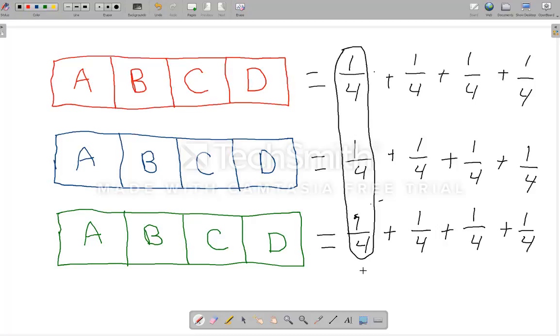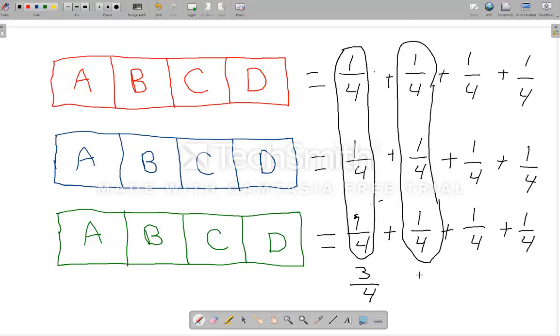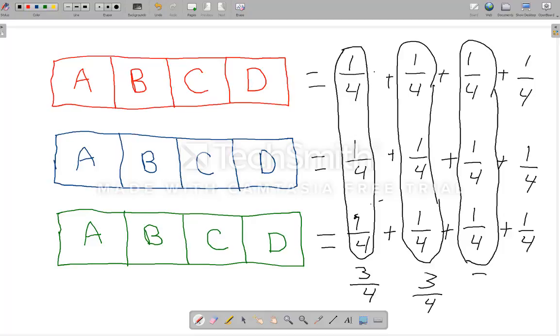Then we know also that anytime the numerator is the same, we just add it. So student A will get 3/4 of the paper. Likewise, student B would also get 3/4 of the paper. And student C would get 3/4 of the total amount of paper. And so would student D.